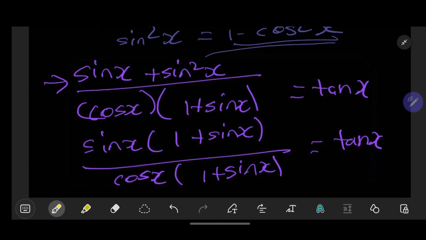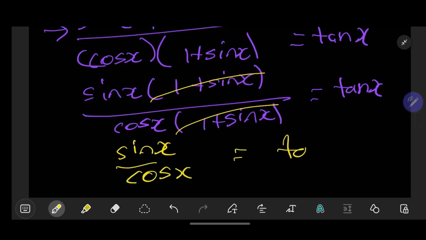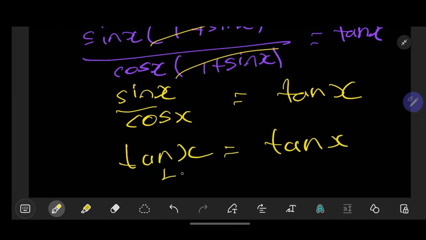Once again, we went back to basics by factoring that out, and I can just take that, and now I have sine of x over cos of x is equal to tan of x, and that is tan of x equals to tan of x. So we prove that the left hand side is equal to the right hand side.